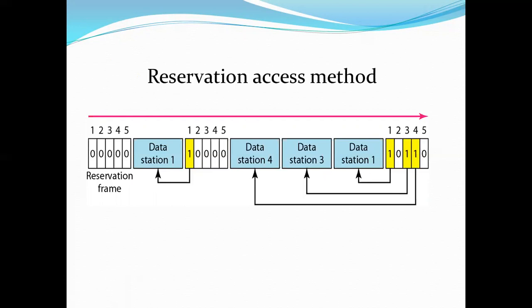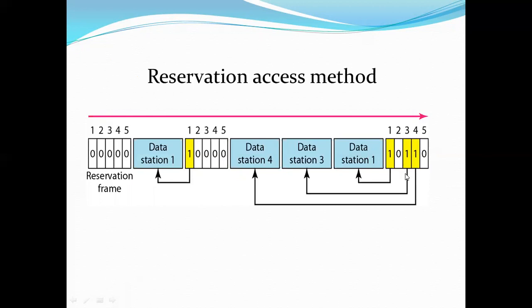For example, if there are 5 stations, then the reservation frame in the interval is divided into 5 mini slots, and every individual mini slot is assigned to an individual station. Each mini slot belongs to a station. When a station needs to send a data frame, it makes a reservation in its own mini slot. If you look at this figure, you can understand the meaning of reservation here. This is the reservation frame, and let us assume this is the first interval.